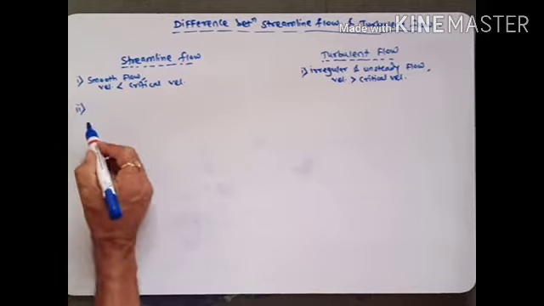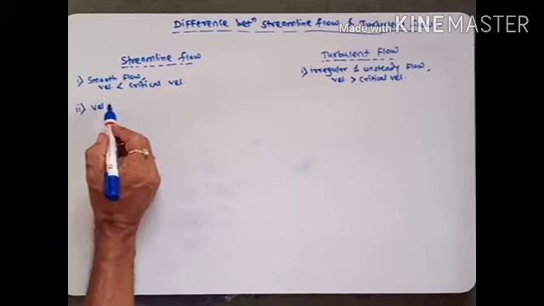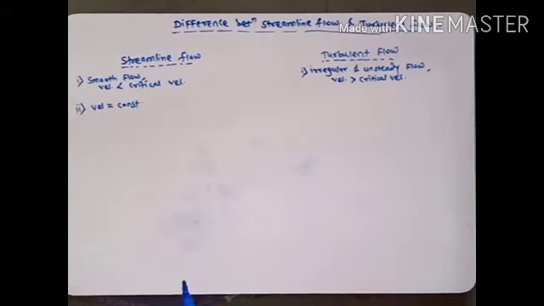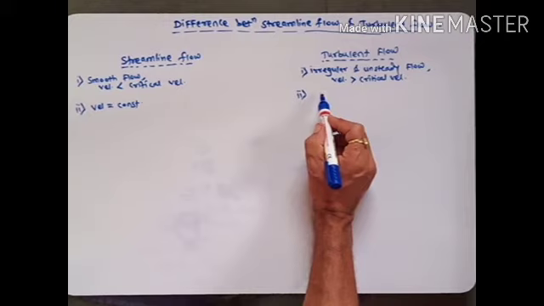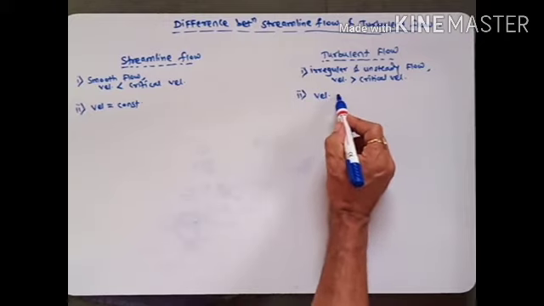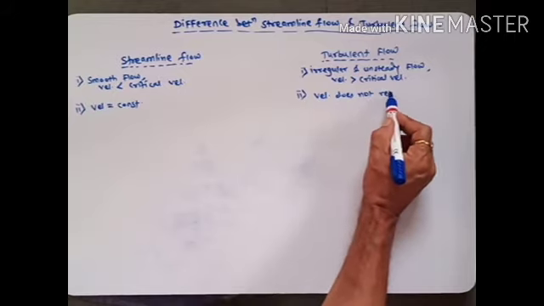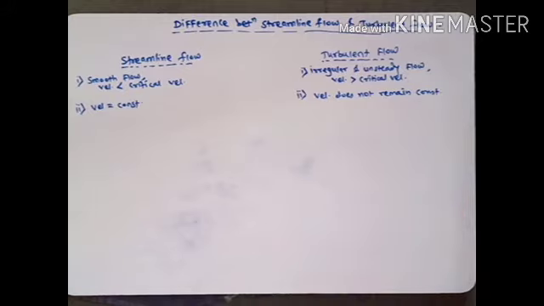Now second, velocity at any point in a fluid is constant. At any time velocity is constant, at any point velocity is constant. Second point here, velocity does not remain constant from point to point or from time to time. Velocity changes. This is about the turbulent flow.